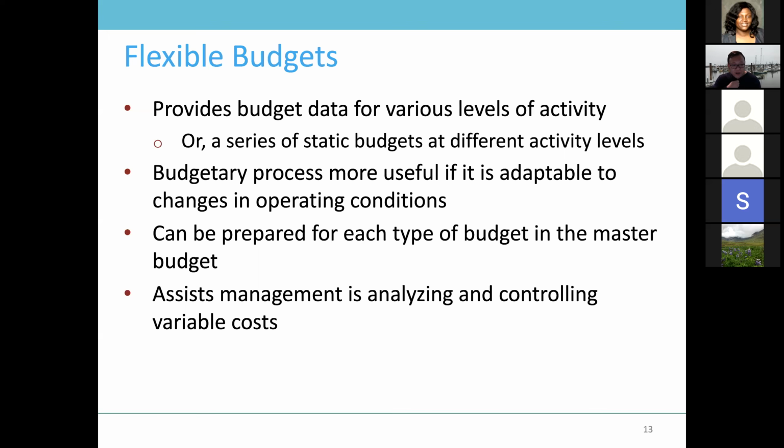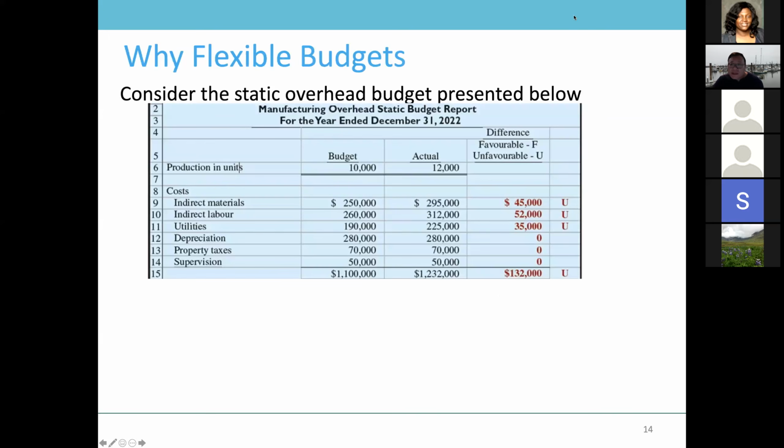So this will be very useful to assist management to analyze and control variable cost. For variable cost, the flexible budget will be very useful. And we're going to see using an example why that's the case. In this example, this is the static overhead budget. The level for the budget is 10,000, and the cost for the overhead is 1.1 million. But that's a static budget, and that's for one level.